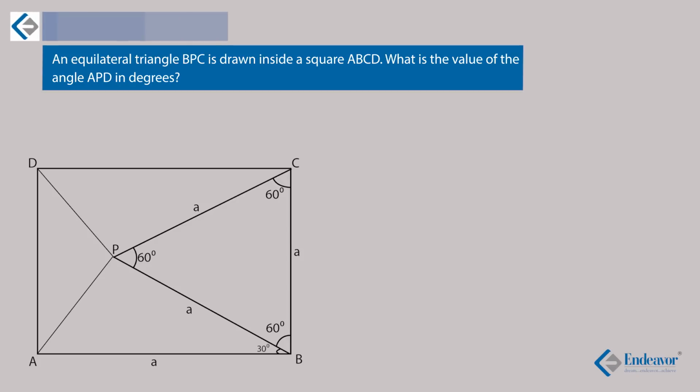Let's move on to see another CAT question that came in 2006. So here comes the question. An equilateral triangle BPC is drawn inside a square ABCD. What is the value of angle APD in degrees? Once again, the key to solving a good geometry question is drawing a big and clear figure. Let's draw the figure. ABCD is a square and BPC in that is an equilateral triangle as shown to you.